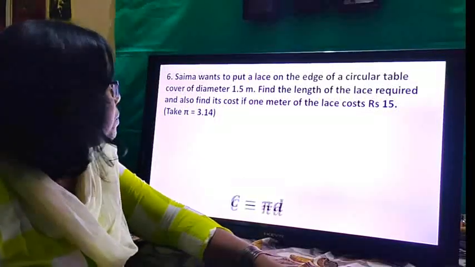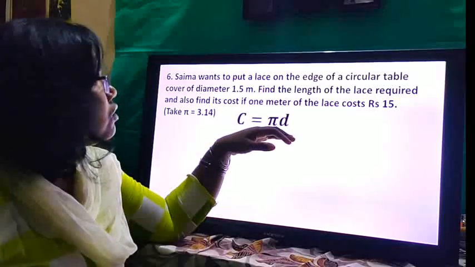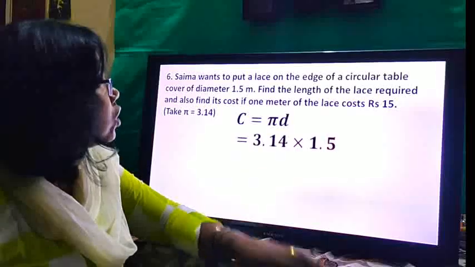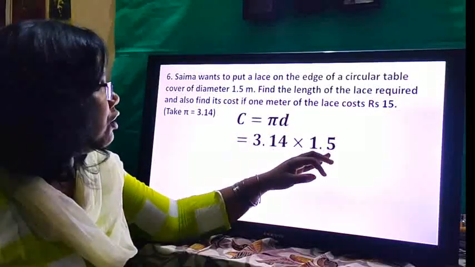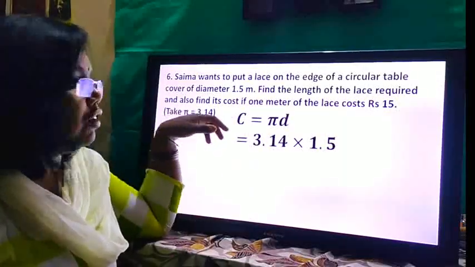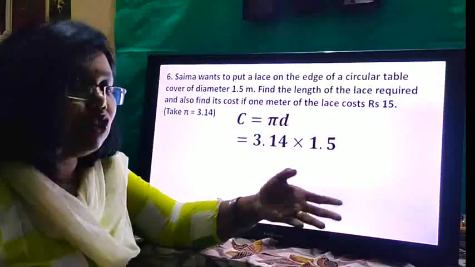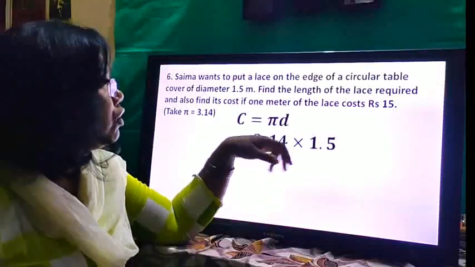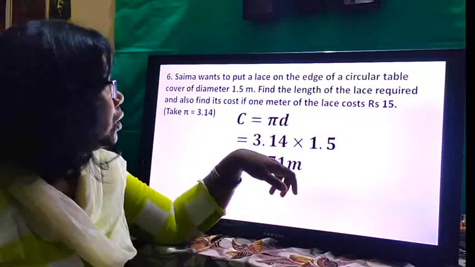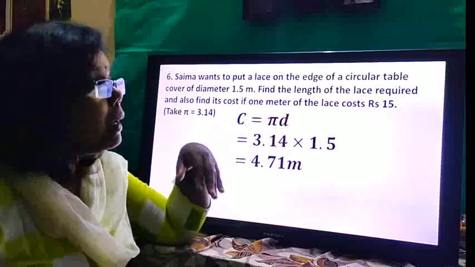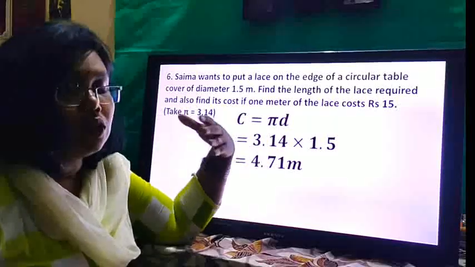we find the cost. Now first, circumference equals pi d, because we have diameter, we are using this formula. So 3.14 into 1.5. Why? Because pi is given the value 3.14, not 22 upon 7 as we generally take. Now 3.14 multiplied by 1.5, you get 4.71 meter. Now this is the length of the lace that is required. But then we are asked the cost.